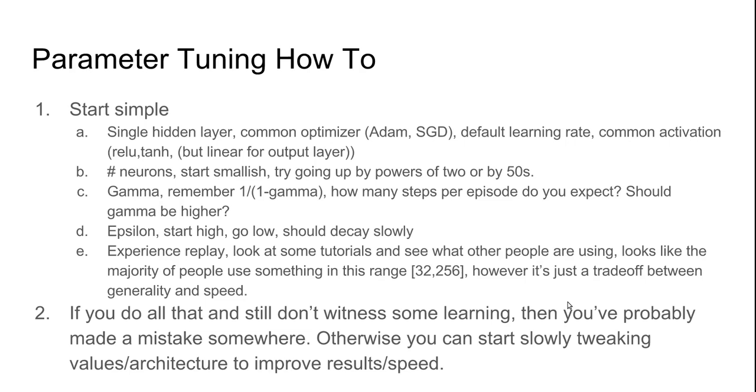For experience replay, I would just say look at some tutorials, maybe see what other people are using. When I look around online, a lot of people usually use things in the range of like 32 to 256, but really you're just trading off between better generality and speed. So a lower number is going to be faster training at least, maybe not faster to the goal, but faster training. But a higher number will get you better generality. And then if you do all that, and you still don't witness at least some amount of learning, you've probably made a mistake somewhere in your algorithm and need to go back and really debug. Otherwise, that's a good time to start tweaking parameters and get the most out of your implementation as possible.